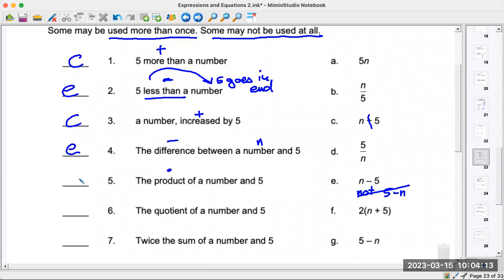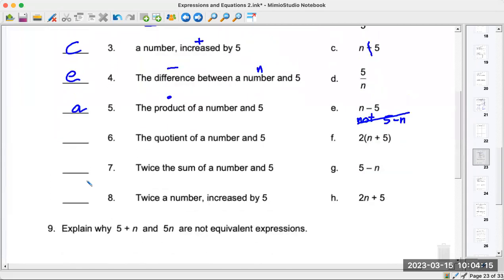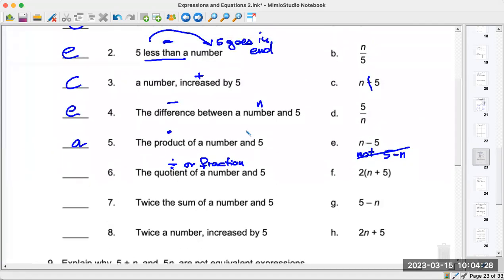I guess I'll finish it. We're almost done with this. Quotient of a number and 5. Quotient means dividing or fraction. The quotient of a number and 5 is B. The order matters. Number is listed first, so it goes on top. 5 is listed last, so it goes on the bottom.